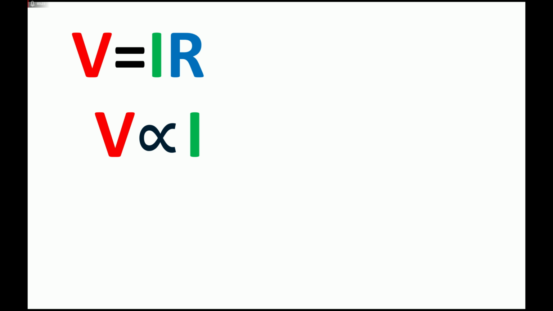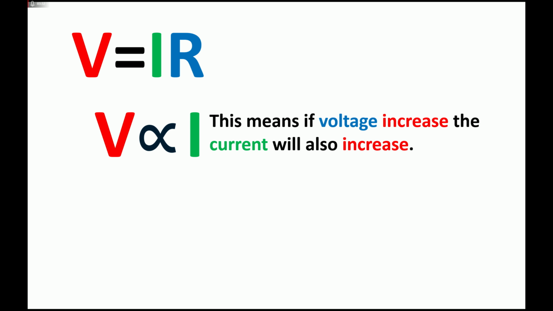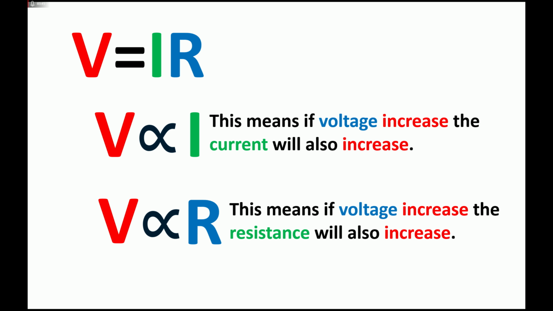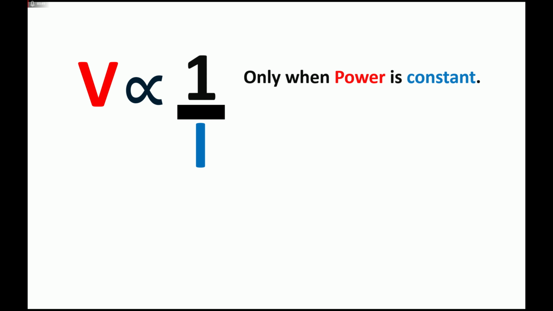Now, this is the problem: in the case of the power formula, voltage is inversely proportional to I, while in the case of Ohm's law, the voltage is directly proportional to I. This means if voltage increases, the current will also increase, while in the case of the power formula, it was the opposite. Then the second thing, if we hold the current constant, then voltage is directly proportional to the resistance. This means if voltage increases, the resistance will also increase. But our concern is only the one formula.